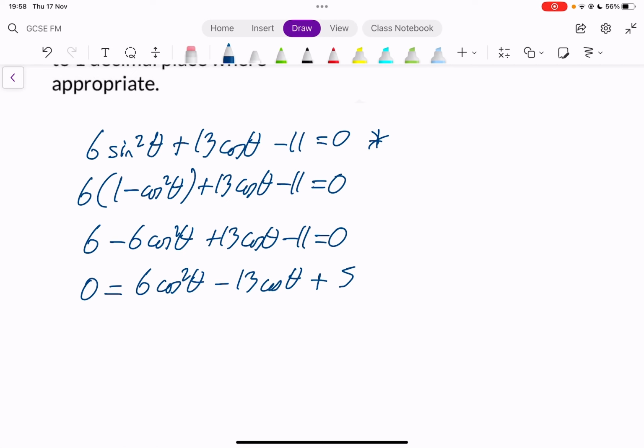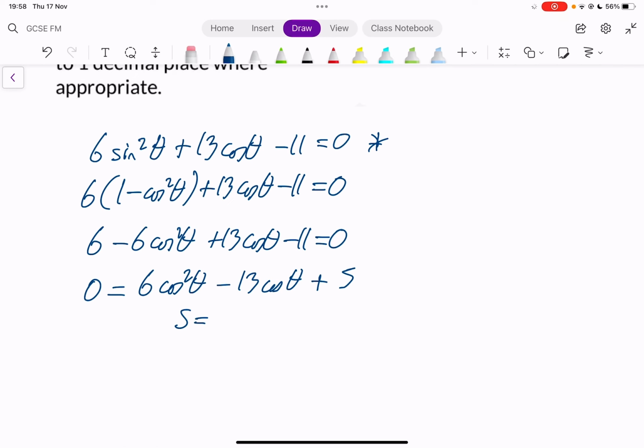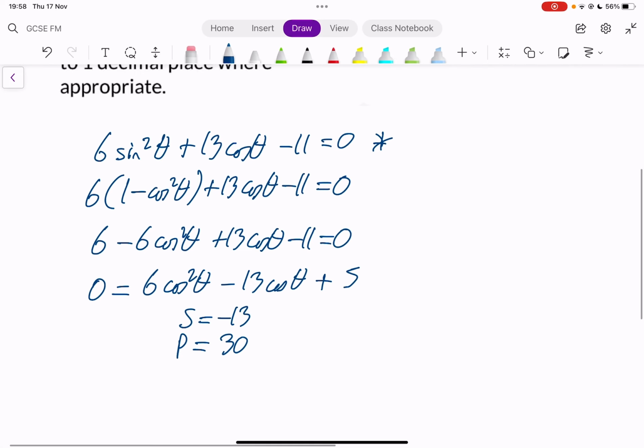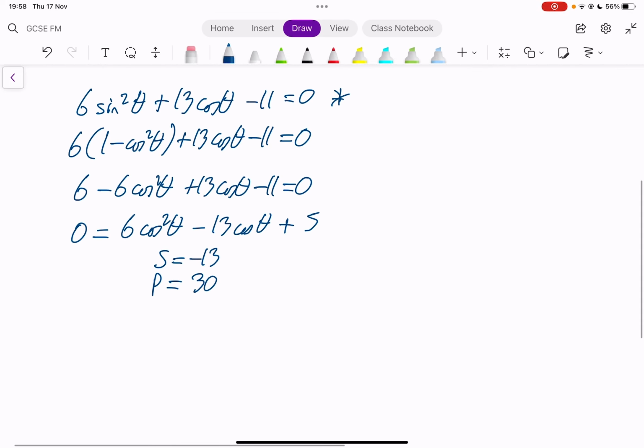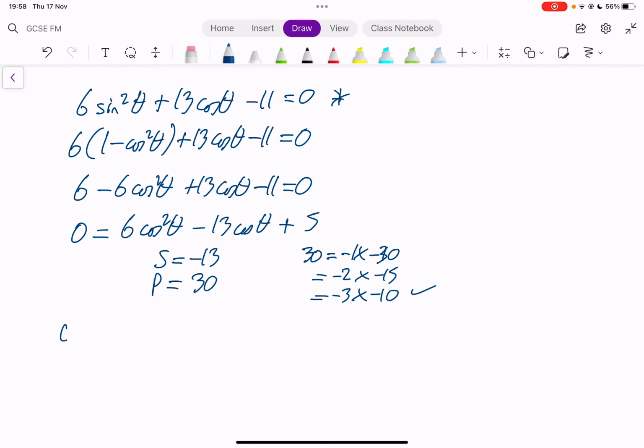So what have we got? We have got our sum is equal to minus 13. Our product is equal to 30. So we want to find two numbers such that they add to give minus 13 and they multiply to give positive 30. So 30 is equal to minus 1 times minus 30. That doesn't work. Minus 2 times minus 15. That doesn't work. Minus 3 times minus 10. And that does work. So that tells us how we can rewrite this equation.